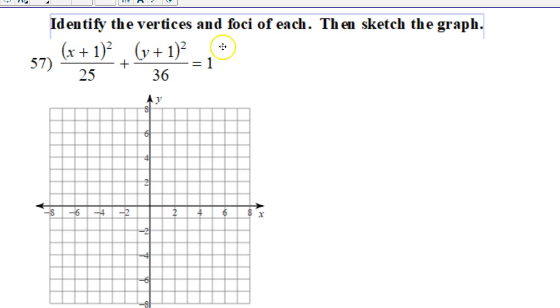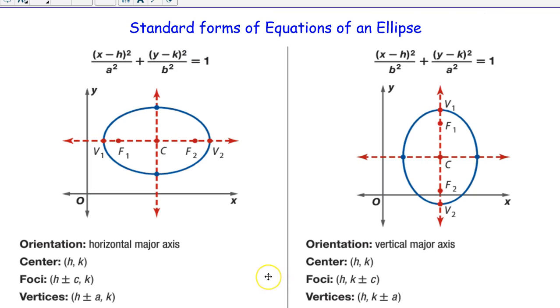Identify the vertices and the foci of each of these ellipses and then sketch the graph. So here we have the standard form of the equation of an ellipse: (x + 1)² / 25 + (y + 1)² / 36 = 1. First we have to identify whether it is a horizontal ellipse or vertical, right?